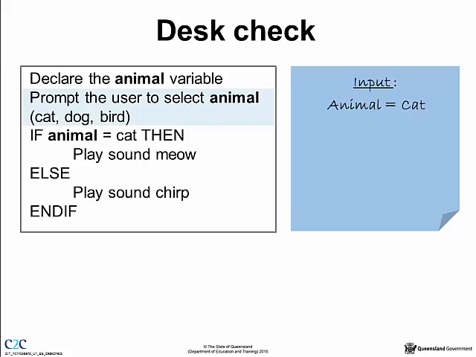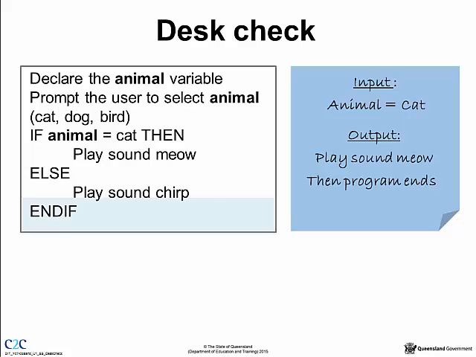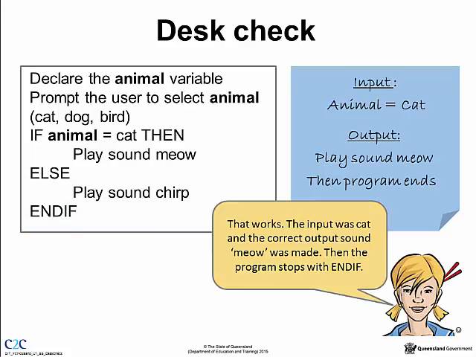Now, the user is prompted for an input. Let's choose the animal cat for the first input option. As you can see on the right, under input, animal equals cat. Now, the next statement in the algorithm, if animal equals cat, to play a sound meow. Under output, play sound meow will appear. The else statement is not needed, so it will be skipped, and the if command finishes the program. That works. The input was cat, and the correct output sound meow was made. Then, the program stops with end if.